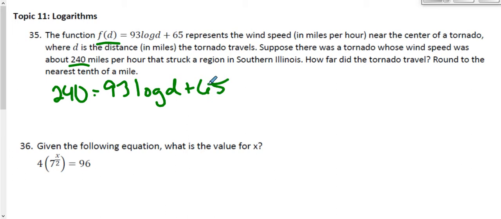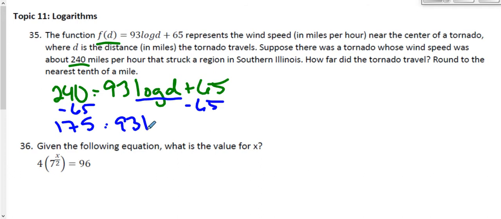And we're going to start by isolating the logarithm. I want to get the log part by itself so that I can figure out what's happening with d. So the log here is getting multiplied by 93 and having 65 added. So I'm going to undo those in the opposite order. I'm going to subtract 65 from both sides first. So 240 minus 65 is 175 equals 93 times the log of d.